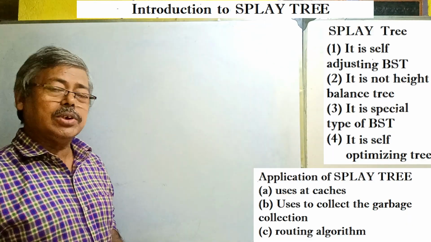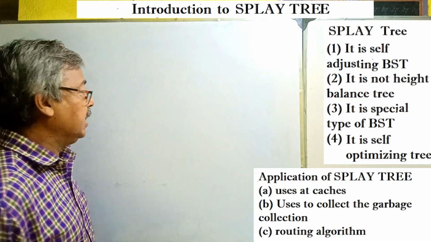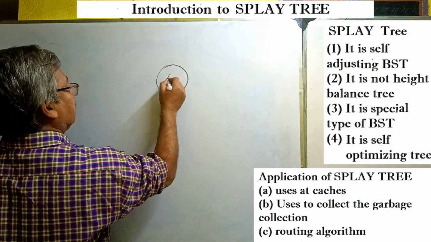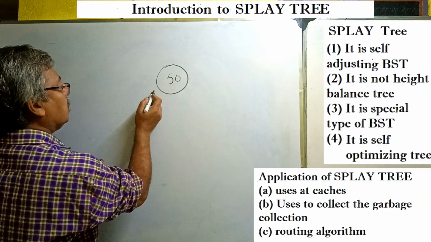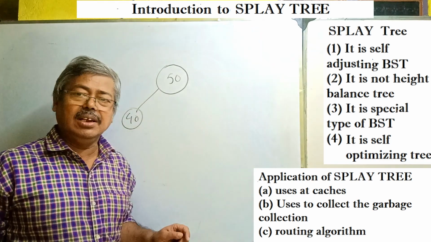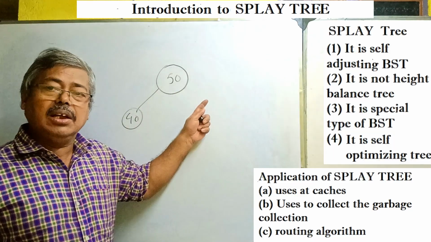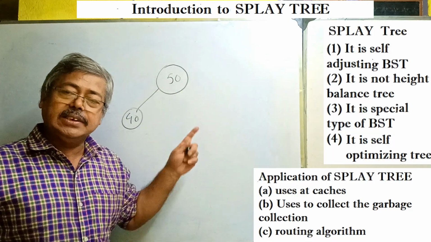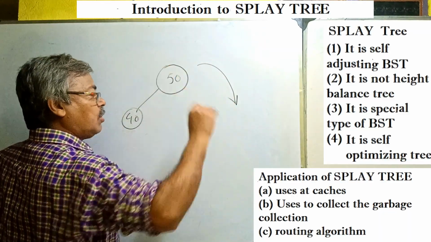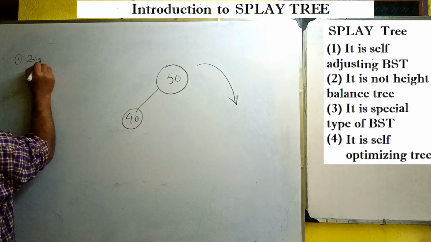Actually the rotation is like the AVL rotation, but the name is different in the case of the splay tree. Suppose this is the root node of the splay tree, value 50. Now this is the child node, value 40. If we are searching for the node 40, then this node will be placed at the root, in place of 50. How? By rotation. It is called zig rotation. So the first rotation I am noting is zig rotation.